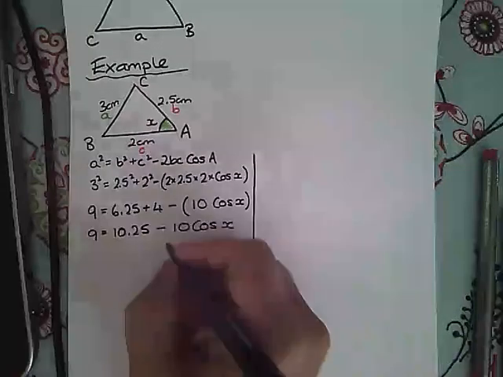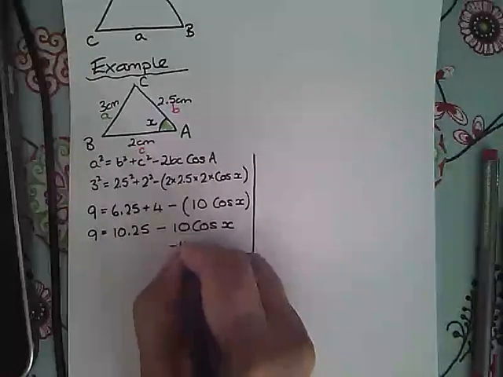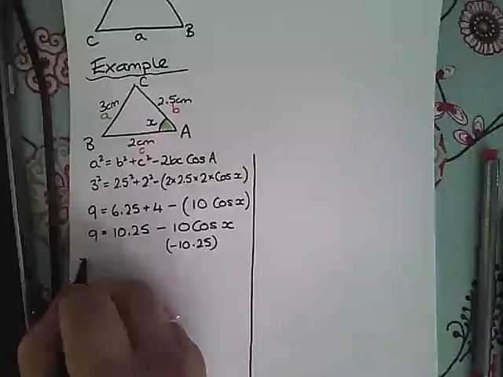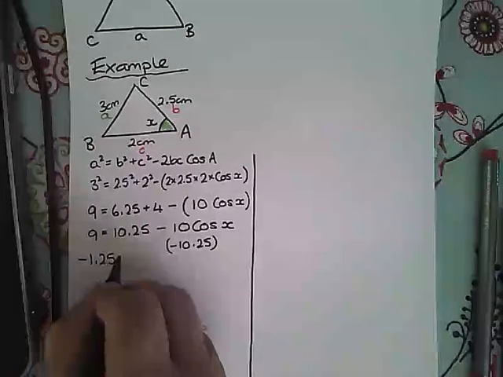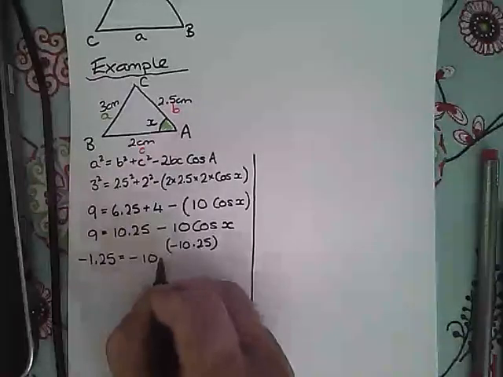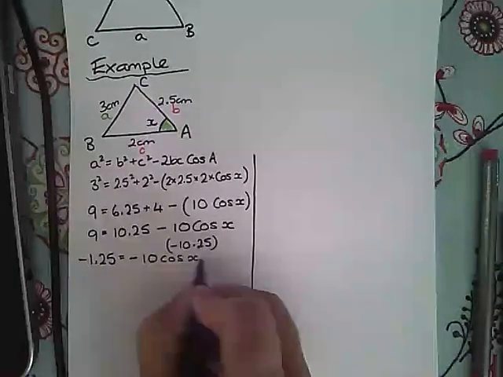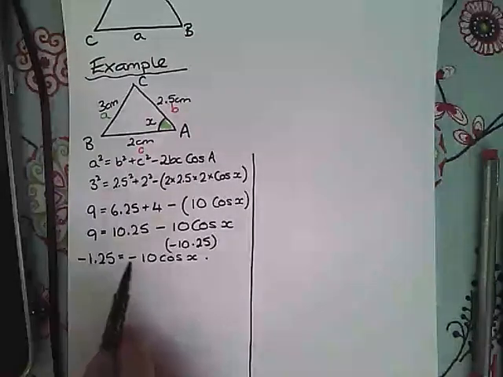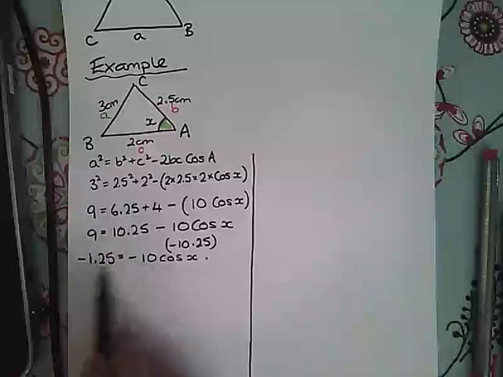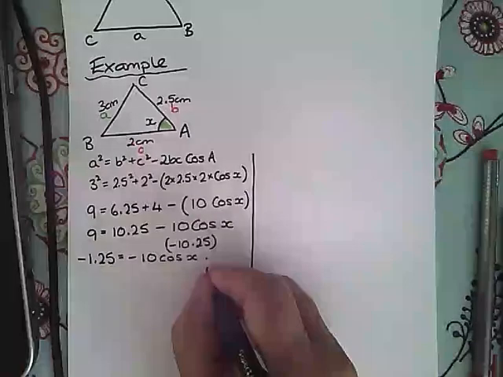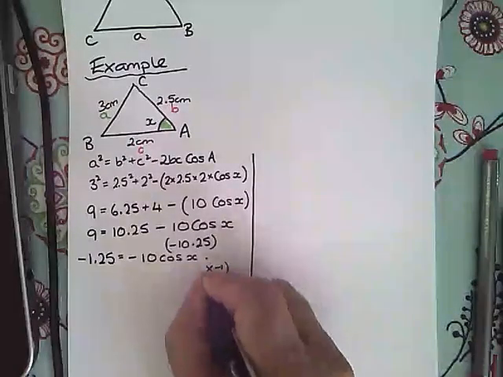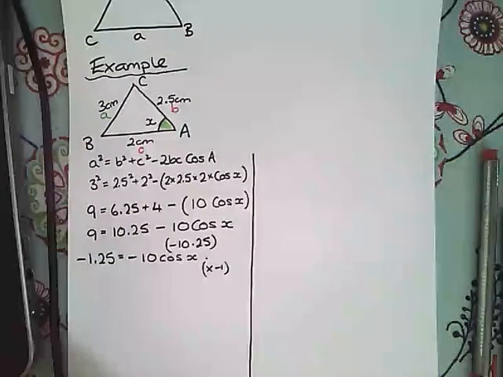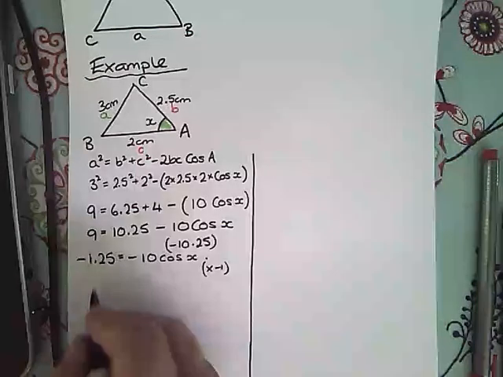If I subtract 10.25 from both sides, I get minus 1.25 is equal to minus 10 cos x. At this point, because I have a minus sign on both sides, they will cancel each other out. And mathematically what you're doing is you're timesing by minus 1 or dividing by minus 1. But if you can't remember that, you just need to know that on both sides, if they're both negative, you can get rid of that negative sign, and it's mathematically correct.